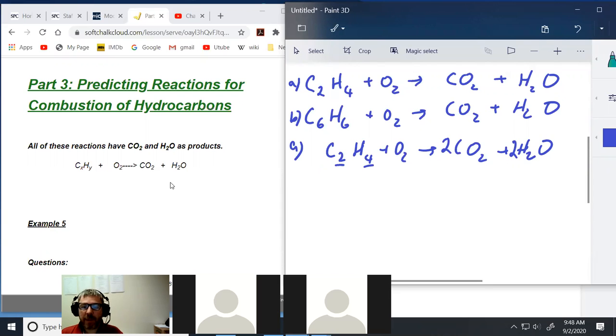The hard part is balancing the oxygen because on this side we've got 4. 2 times 2 is 4 plus 2 is 6. So that means I put a 3 in front of here and that would be balanced. So that one's not too bad. Now B, this one's a little bit more difficult.